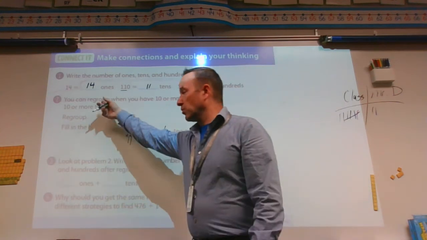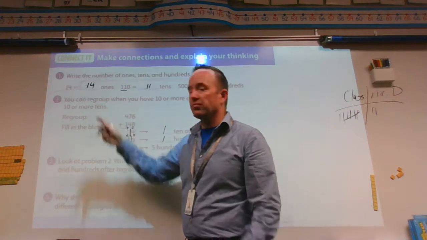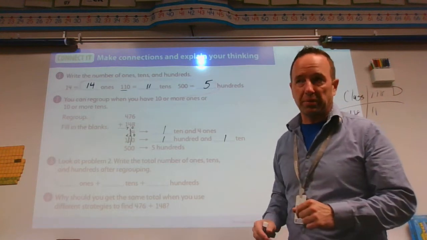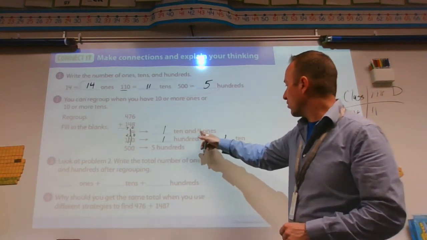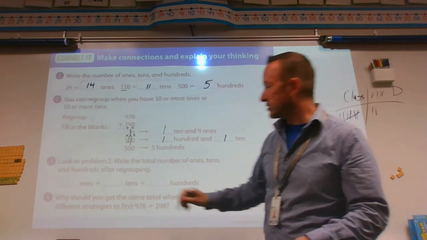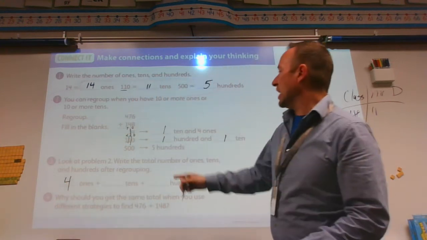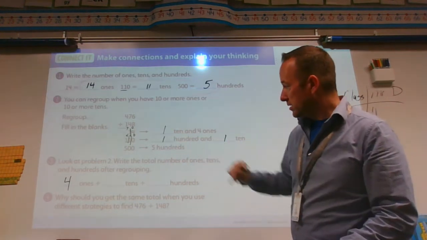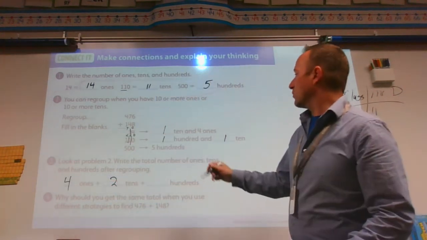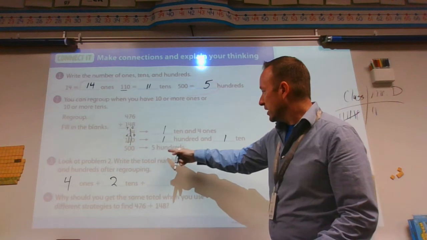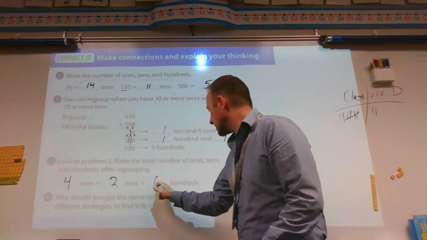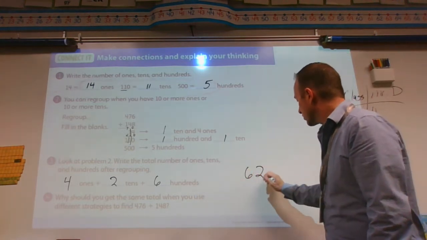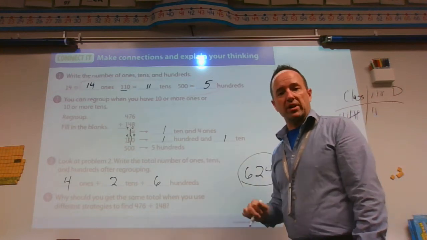Now we're going to look at problem 2, which is right here. It's very important that we read the instructions. Write the total number of ones, tens, and hundreds after regrouping. Well, let's see how many ones we have. We have 4 ones. Okay, we have 1 ten, 2 tens. So we have 2 tens. And we have 100 and 500s. So we have 600s. So if I put that over here, I have 624. Is that the same answer we came up with?